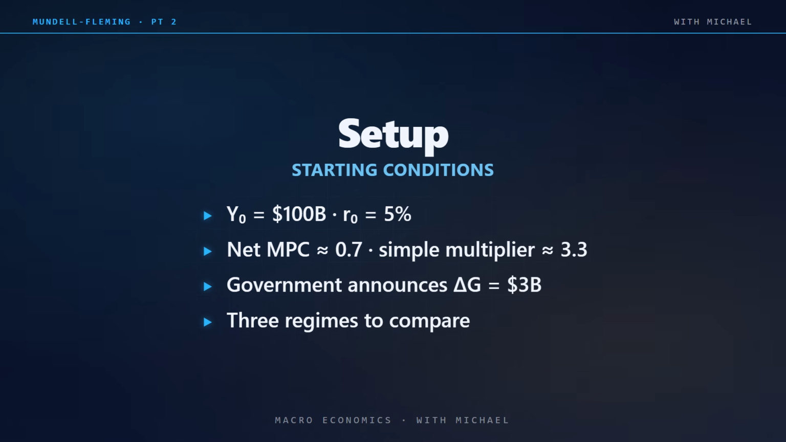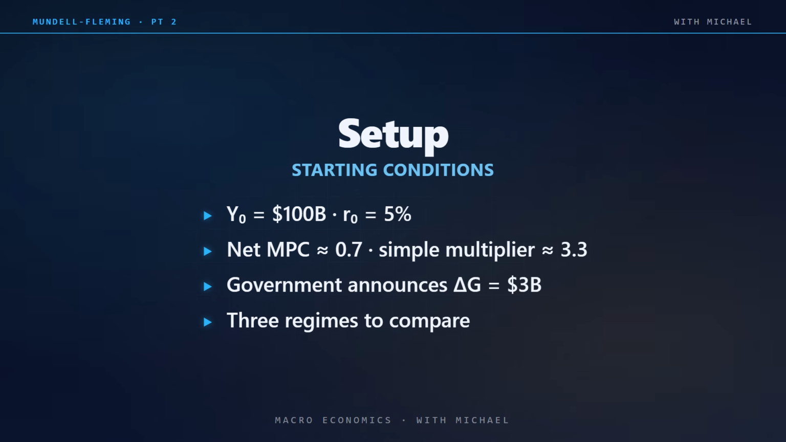The marginal propensity to consume is 0.7 after netting out import leakages. The simple multiplier is therefore 1 over 1 minus 0.7, which is 3.3. The government announces a fiscal expansion of 3 billion. The IS curve shifts right by 3 billion times the multiplier, about 10 billion.